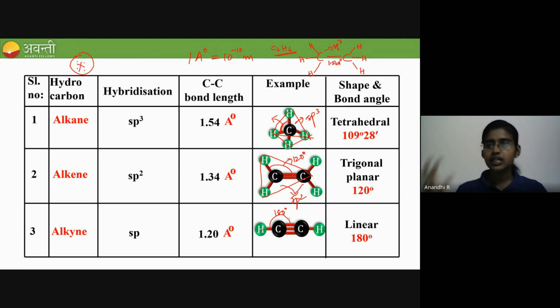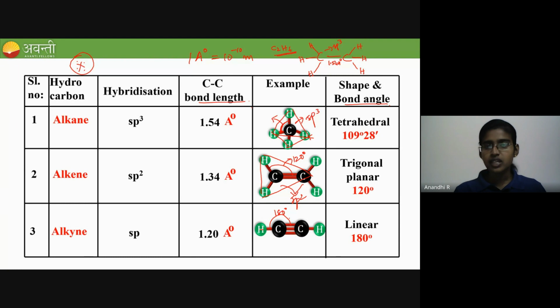The bond angle keeps on increasing, and the bond length decreases from 1.54 till 1.20. All these bond length values you have to memorize. Bond length and bond angle you have to memorize. There is no other option. You can do it.